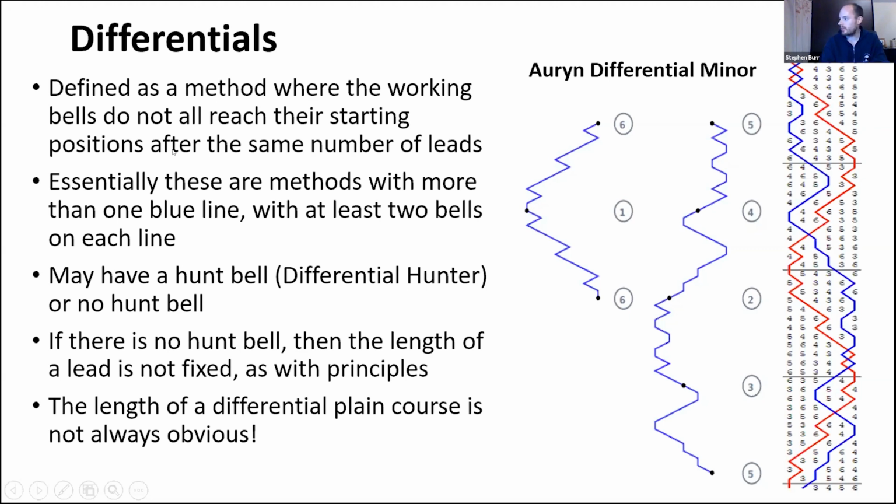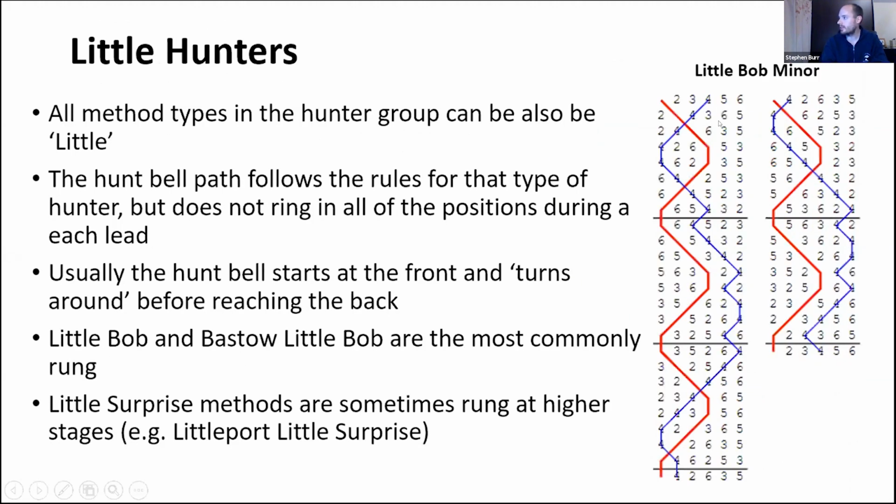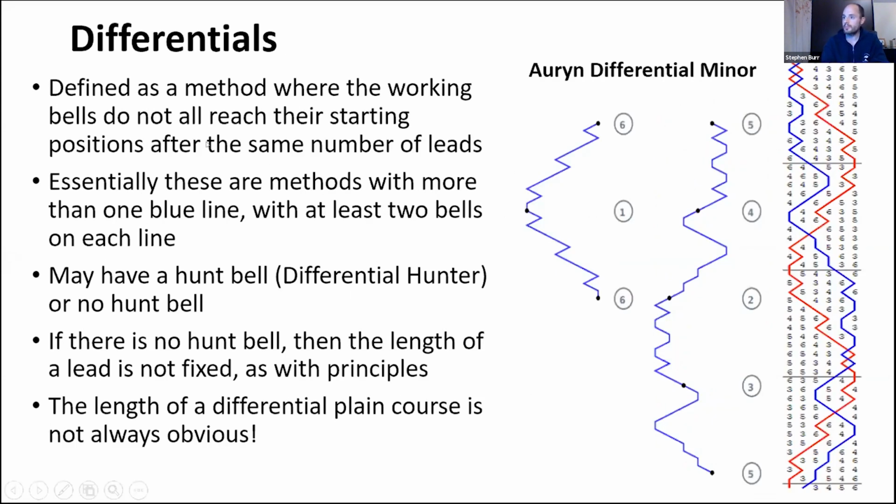So if we just flick back very quickly to Little Bob Minor, we can see that the working bells here, 2, 3, 4, 5, and 6, after 1, 2, 3, 4, 5 leads, they've all got back to the position that they started in. And that is true of all of the methods that we've discussed so far, but it's not true for differentials. So what does that mean? Well, essentially, these are methods with more than one blue line. So we have at least 2 bells on each of those blue lines. Now, there can be 2, but there can be more than 2 blue lines in differentials, and some of the differential Maximus methods can have even 5 groups of bells.